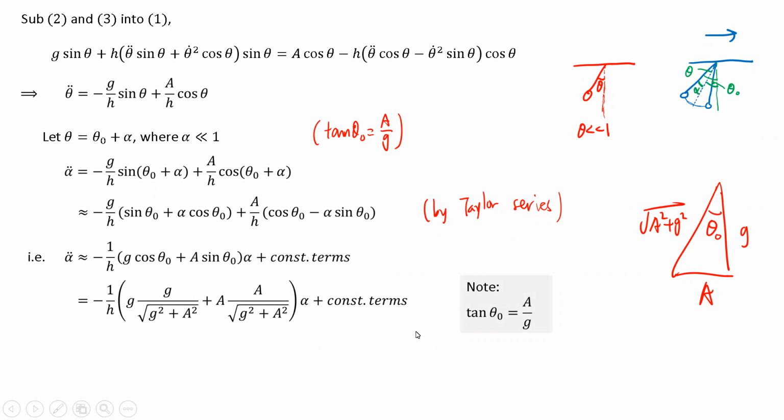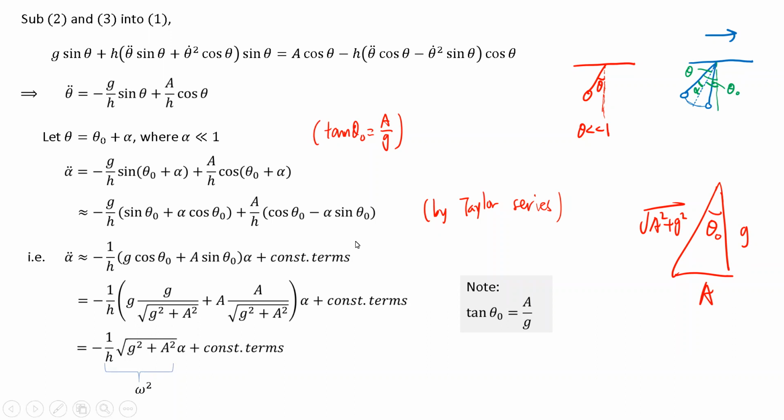Inside the car, we found that the oscillation frequency is given here, which is different from just square root g divided by h.